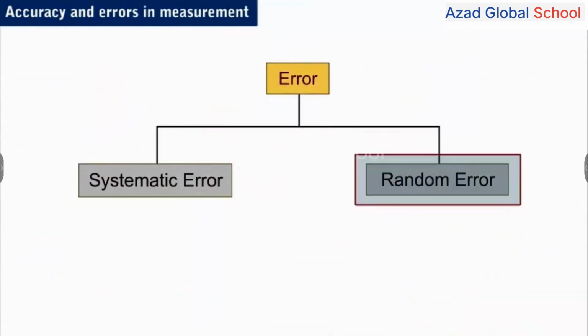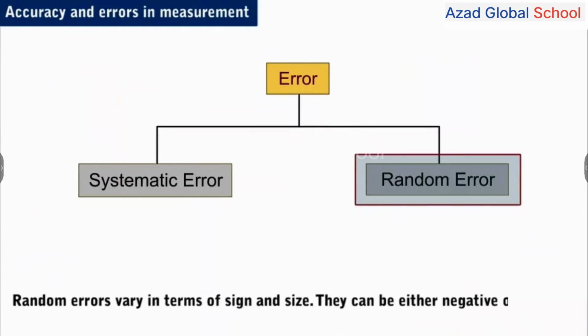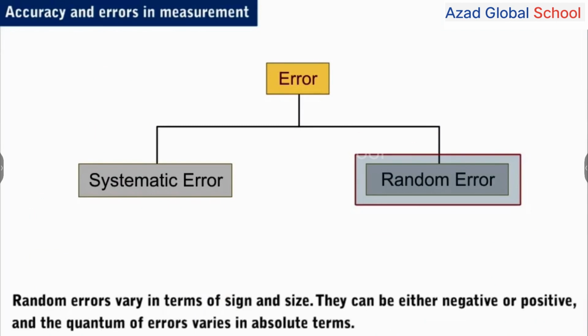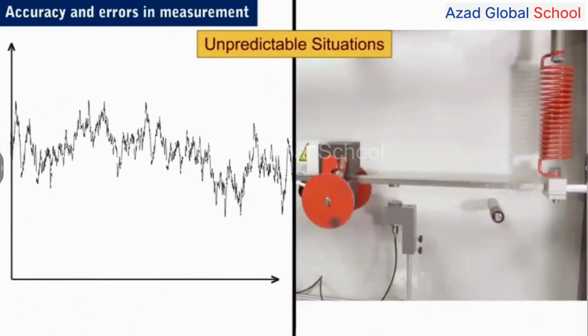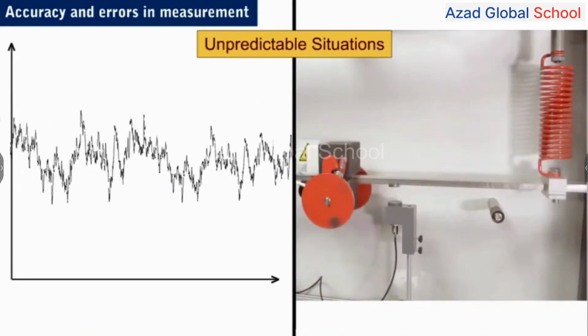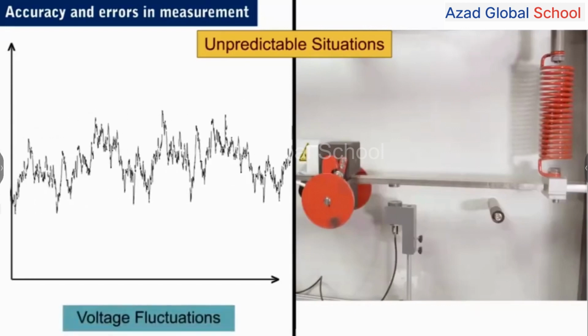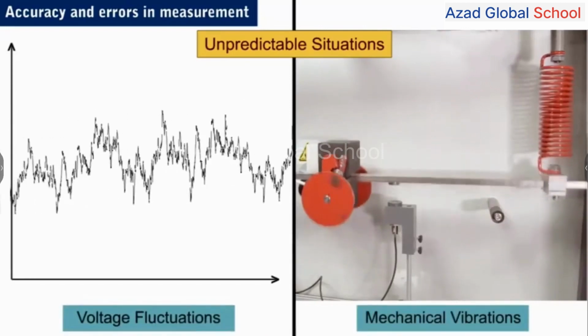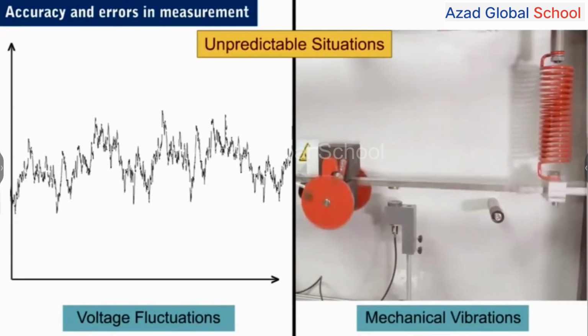Random errors are just what they are called: random. These errors vary in terms of sign and size, that is, they can be either negative or positive, and the quantum of errors varies in absolute terms. These errors can arise out of unpredictable situations, such as a sudden change in environmental conditions, voltage fluctuations, or mechanical vibrations in the experimental setup, etc. Random errors can be minimized or eliminated by ensuring that the measurements are taken under stable conditions and using properly set up instruments.